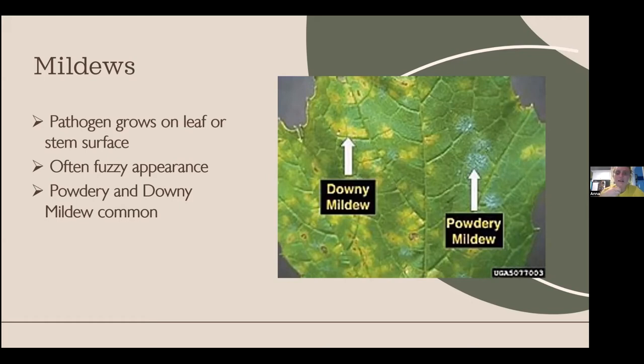You can use a hand lens or a microscope to take a look at them, but if you're gonna see that blotchiness on the top and they're fuzzy down below on the bottom of the leaf, you probably got downy mildew. If you got it on the top where it's a little fuzzy, that's the powdery.